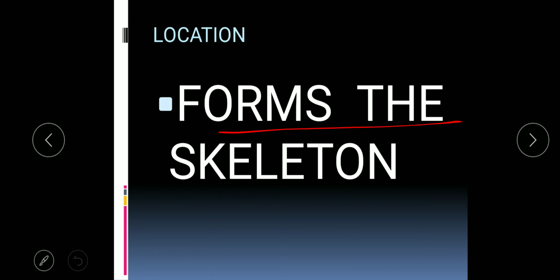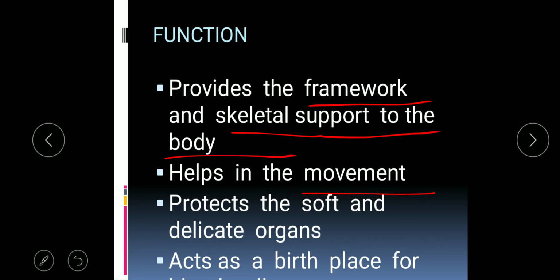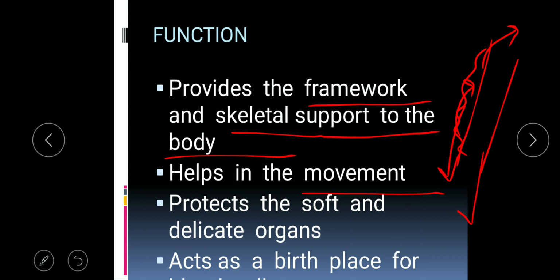Then it forms the skeleton system, where it is present. The whole skeleton is formed of what? Bones. The function is that it provides the framework and skeletal support to our body. It helps in movement because muscles are attached to the bones. When the muscles contract, the bones move towards the joint, and when the muscles expand, the bones move away from the joint. This is how bones help in movement.